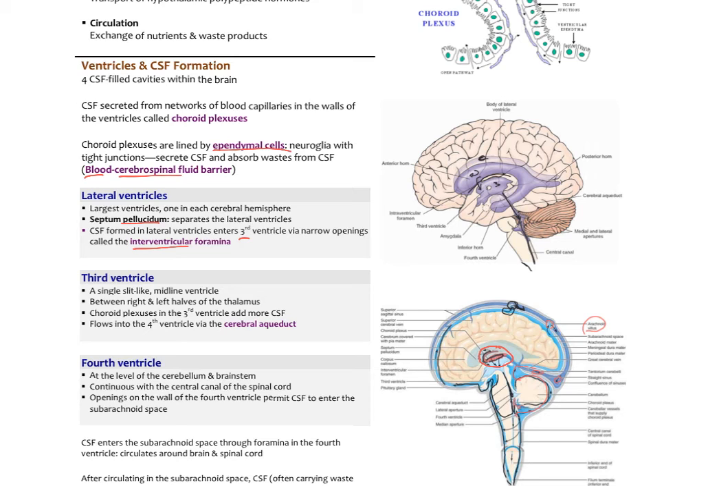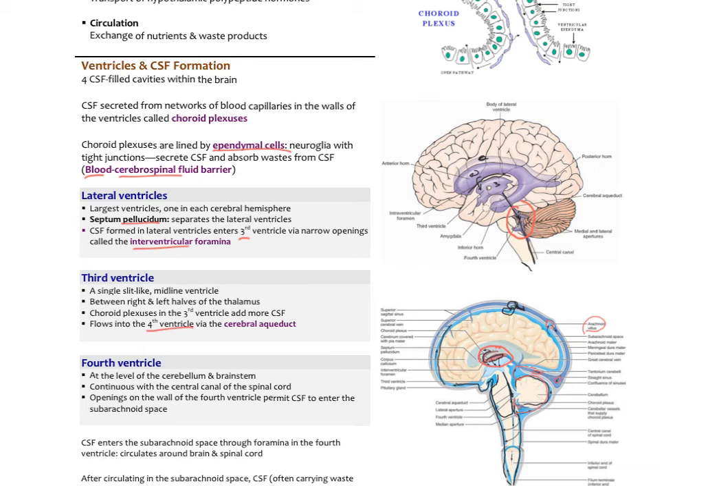Then the third ventricle is midline. It's a single slit-like ventricle. It's actually between a structure called the thalamus, which we'll look at. So the thalamus wraps on either side of the third ventricle. And then the choroid plexus in the third ventricle adds additional CSF. And then that's going to flow via the cerebral aqueduct into the fourth ventricle, again down here by the cerebellum.